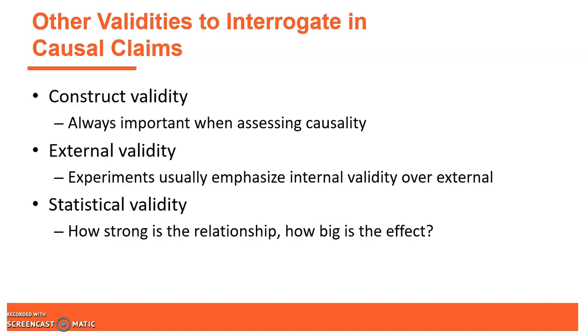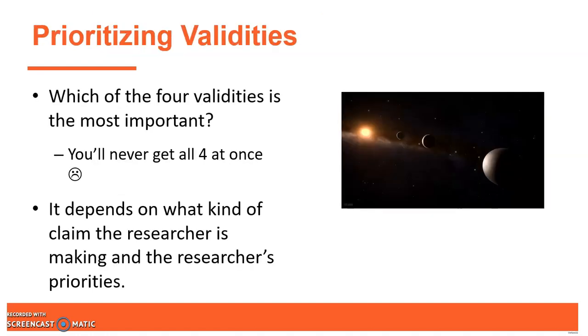And then statistical validity, how strong is the relationship? How big is the effect? Okay, you're never going to get all 4 of these validities at once, but it depends which one you prioritize. It really just depends on what kind of claim the researcher is making. So as I've talked about, internal validity is a top priority when doing experiments, whereas external validity is a high priority for frequency claims, because that's what you're really trying to do, generalize to a population. So, all right.